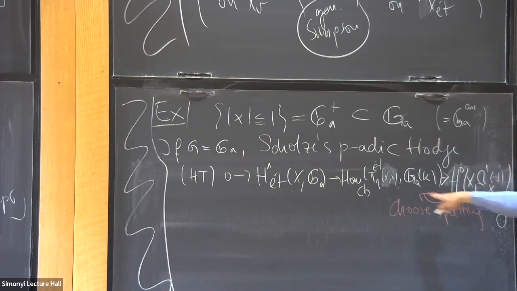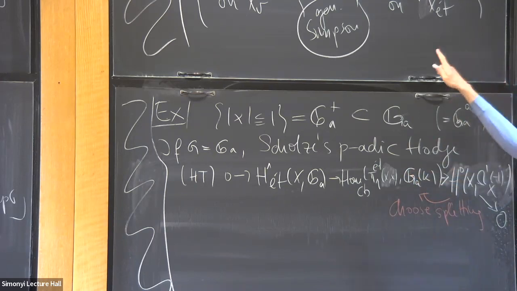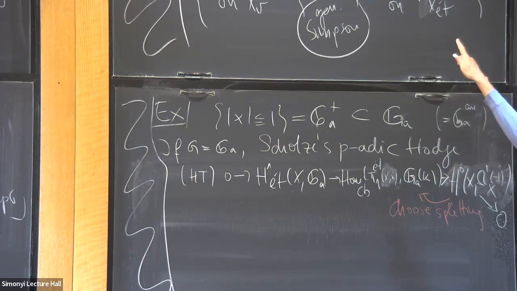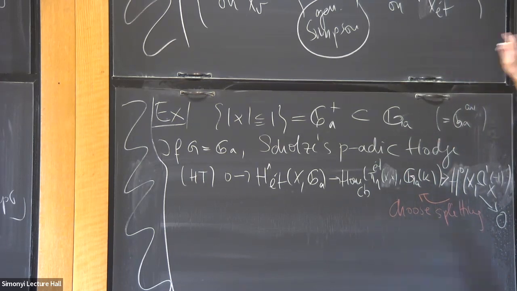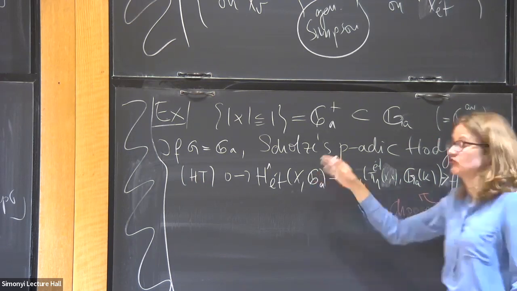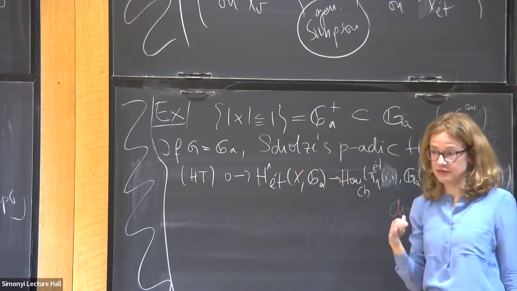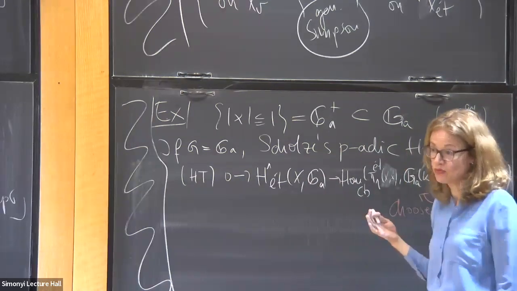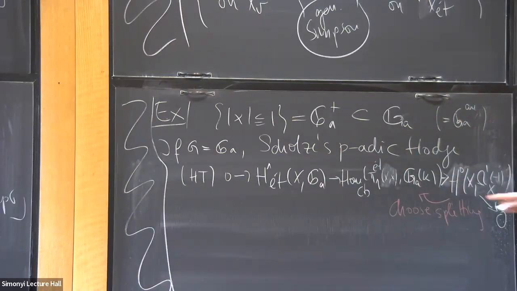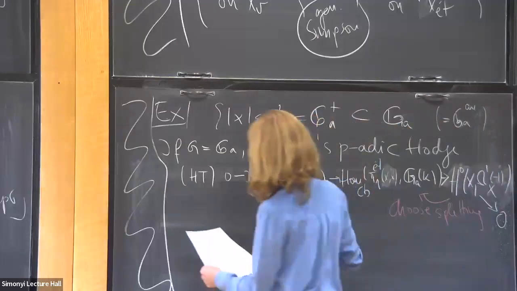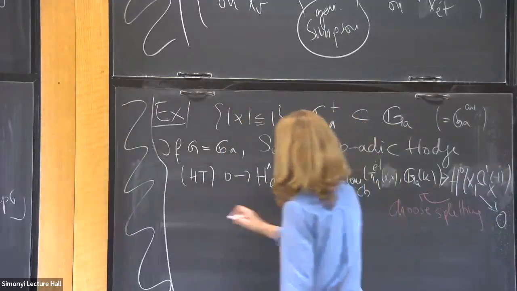So this already will prove that you have what they call the Simpson correspondence for this group. Of course, this is only a statement about isomorphism classes, but it's not hard to upgrade this to something about individual objects. Yeah? Okay. So this already gives us what they call the Simpson correspondence for G_a.